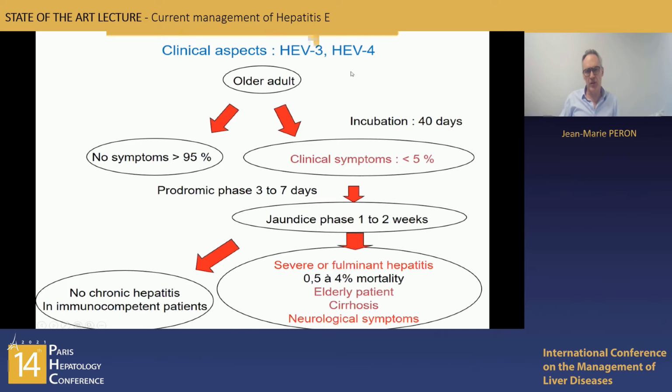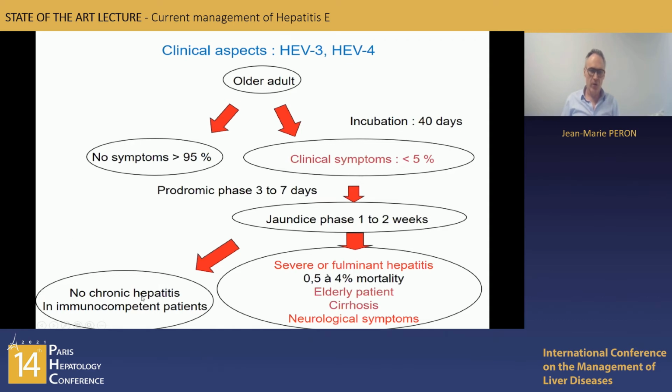I'll focus on HEV 3 and 4. As I've told you, it affects mainly older adults. The incubation is 40 days, and most patients will not have symptoms. So asymptomatic infections are the rule, but some patients will have clinical symptoms. And in this case, the prodromic phase is 3 to 7 days, and you can have jaundice in about 40% that will last 1 to 2 or 4 weeks.